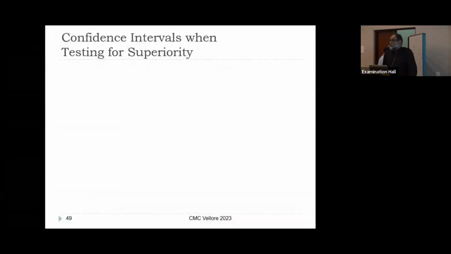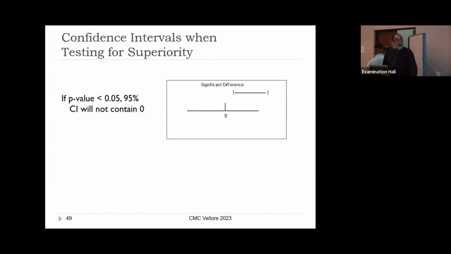Confidence intervals when testing for superiority. So what would we do? We would calculate our point estimate of the effect size and do a confidence interval. What kind of confidence interval? A 95% two-sided confidence interval, to be equivalent to the two-sided 0.05. So if we get a confidence interval that is on the other side of zero, does not include zero.